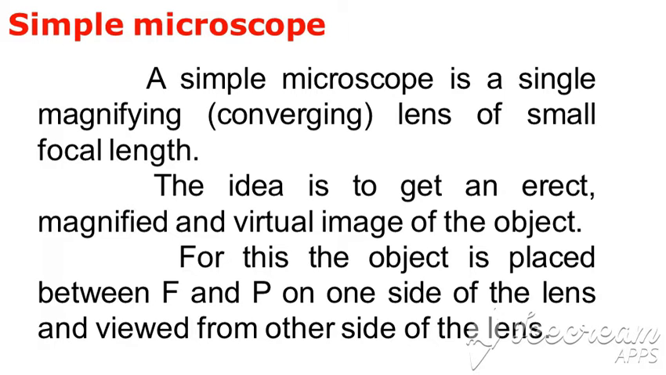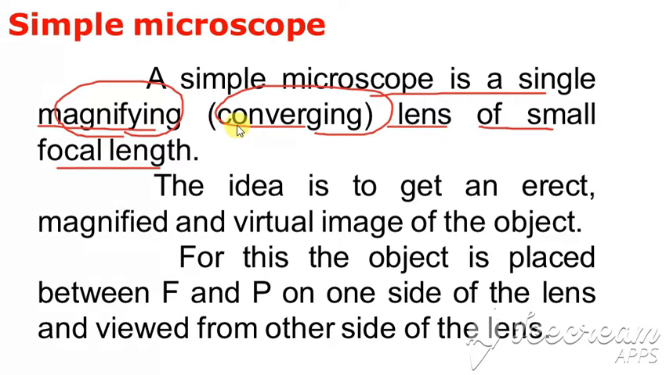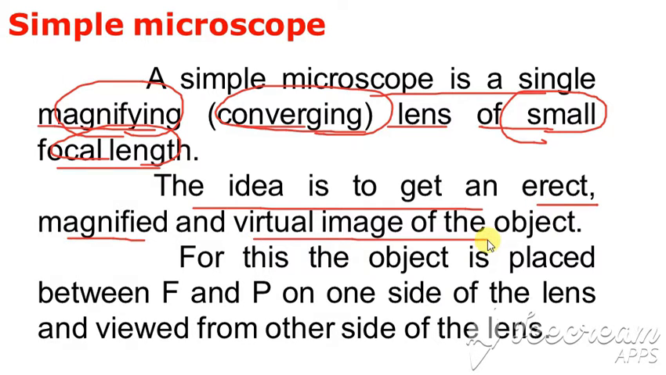First is the simple microscope. A simple microscope is a single magnifying lens, which is a converging lens of small focal length. The idea is to get an erect, magnified and virtual image. For this, the object is placed between F and P.